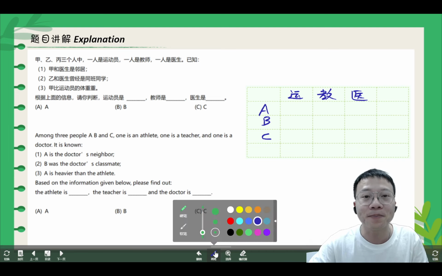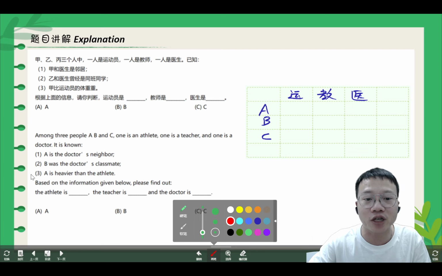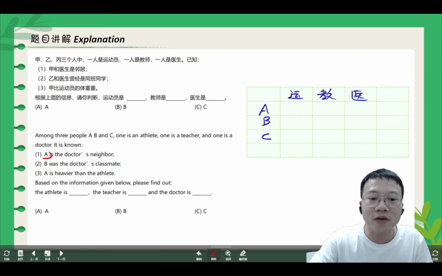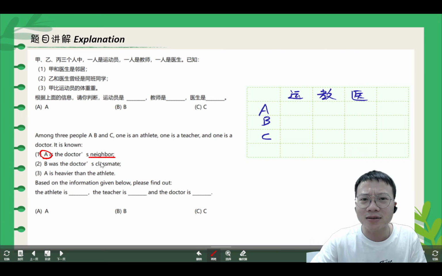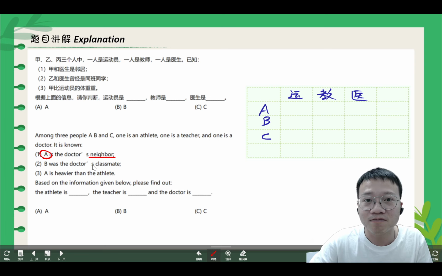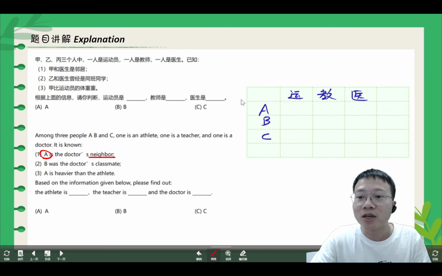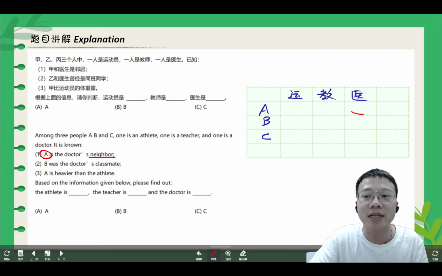Okay, so now let's do it one by one. So the first one, what is the first piece of information? Yeah, A is the doctor's neighbor. So think about it. If A is the doctor's neighbor, so that means, is A a doctor? Not really, right? 所以他不是医生。那 A 不是医生，我们就可以用一个 we can draw a cross here in this box, right? 所以我们在这个地方打个叉。A is not a doctor because he is the doctor's neighbor.